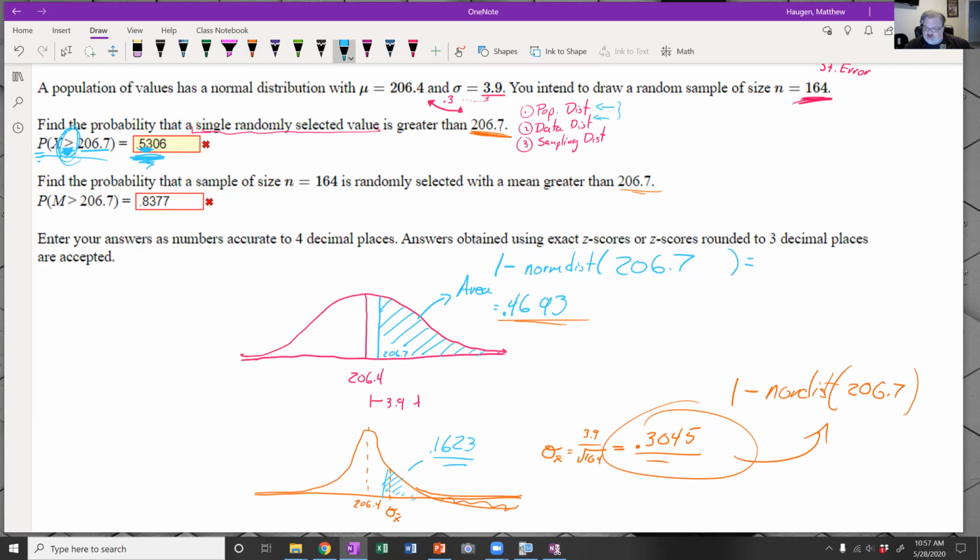And yeah, again, notice those are very, very different, even though it's the same points. Again, it's because of that tightness in the sampling distribution.